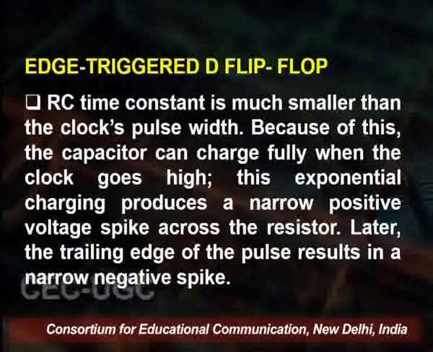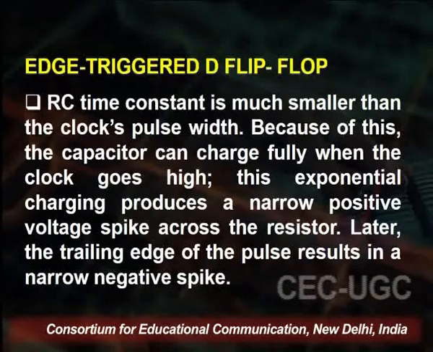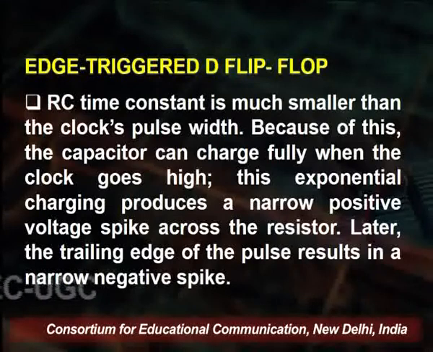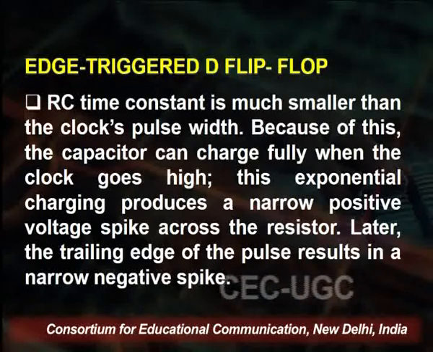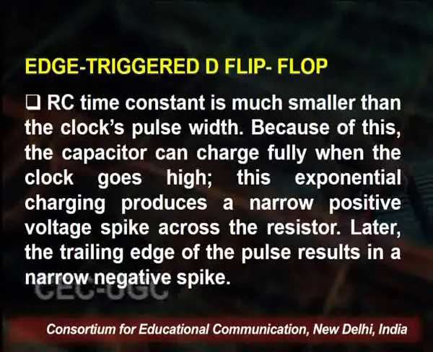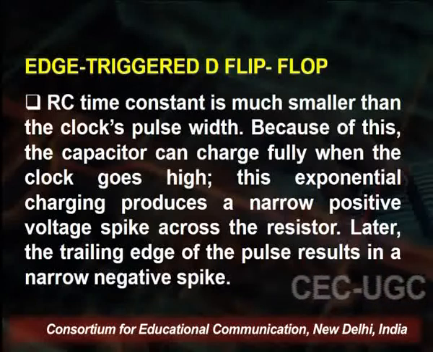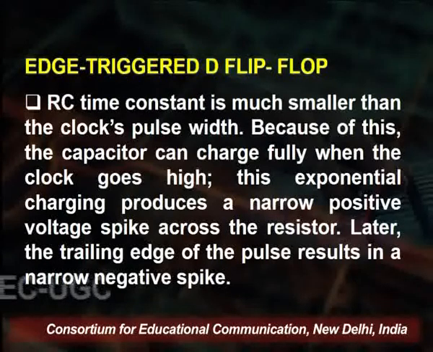The edge triggered D flip-flop is realized by making its RC time constant, R and C. When we multiply the resistance and the capacitance, then we get the unit of time, as we already know from our basic physics classes. So the RC time constant is much smaller than the clock's pulse width, and because of this the capacitor can charge fully when the clock goes high.